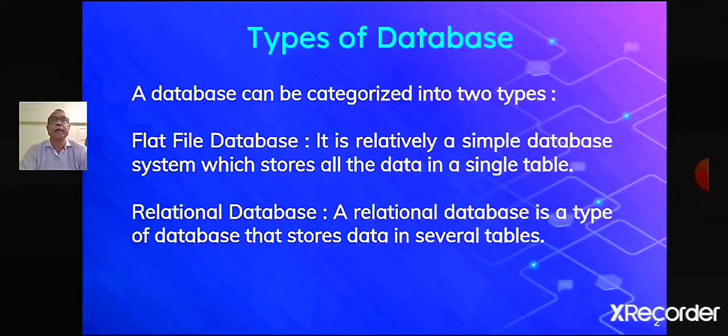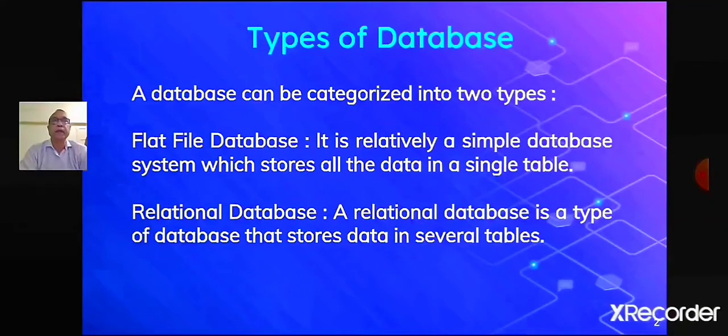A database can be categorized into two types: flat file database and relational database. Flat file database. It is relatively a simple database system which stores all the data in a single table. A flat file refers to data files that contain records which have a small fixed number of fields without any structured relationship.